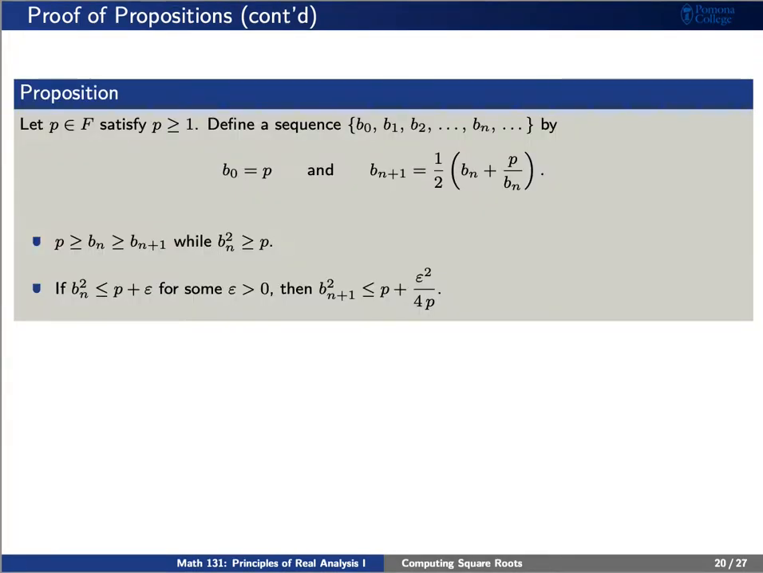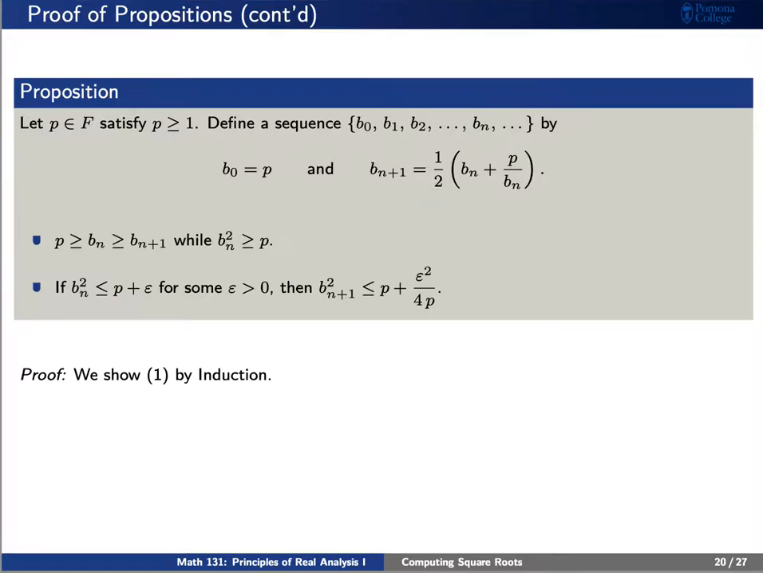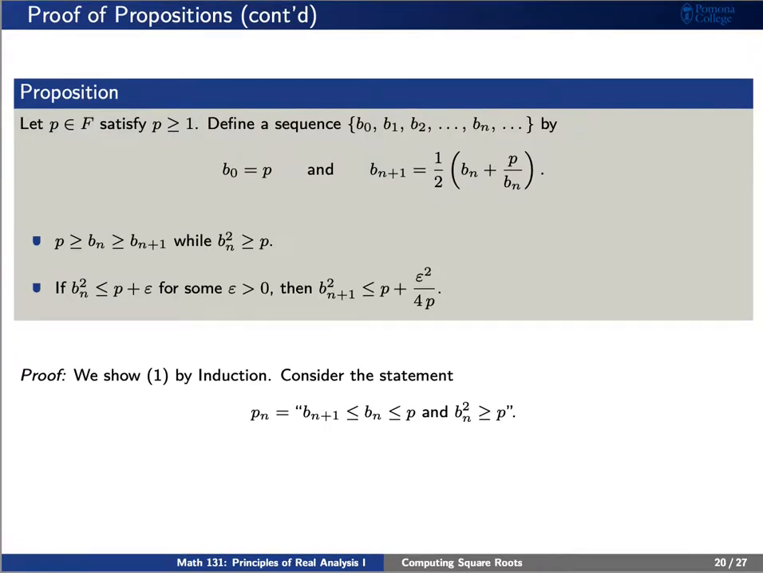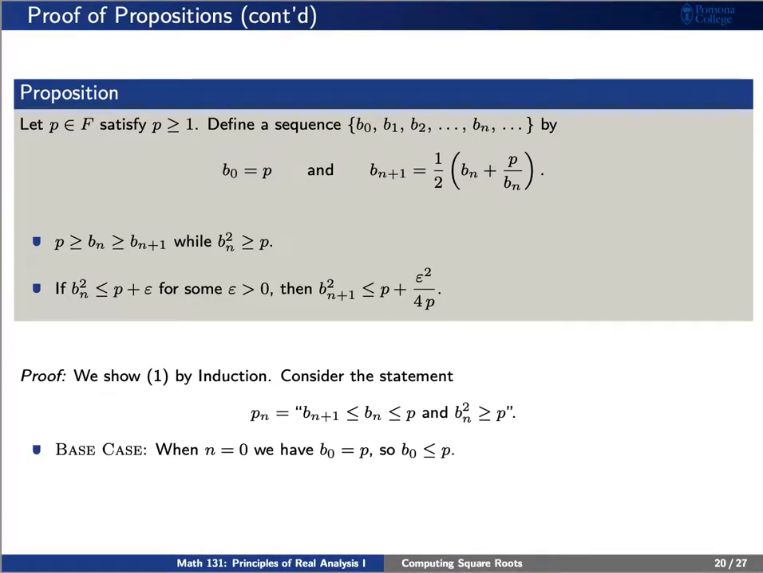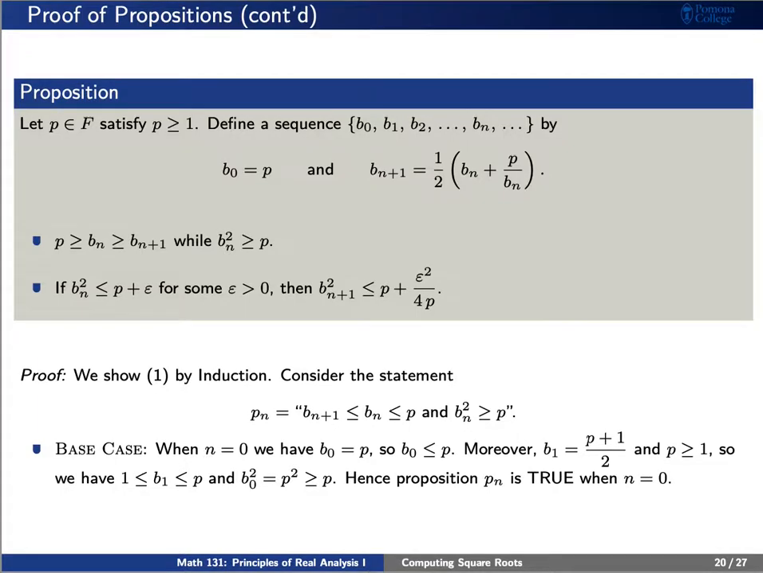Now let's try to prove the second proposition. Again, we have two statements. We can show the first statement by induction just as before. All we have to do is verify for the base case when n is equal to 0, which isn't very hard to do. Recall that b sub 1 is equal to p plus 1 over 2, and it's easy to check that this here is less than or equal to p. Hence, the proposition is true when n is 0.